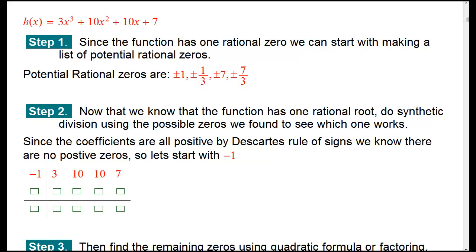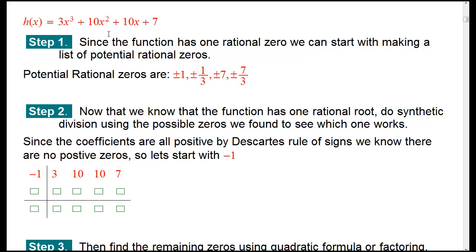So let's take a look and see which of these potential rational zeros actually work. You can see that from Descartes' rule of signs, since there is no sign change, there are no positive real roots to this polynomial. So none of the positive rational zeros are going to work. So we can start with -1, which is one of the roots that we want to try and see if it works. 3, 10, 10, 7, highest degree to lowest degree. Write down all the coefficients.